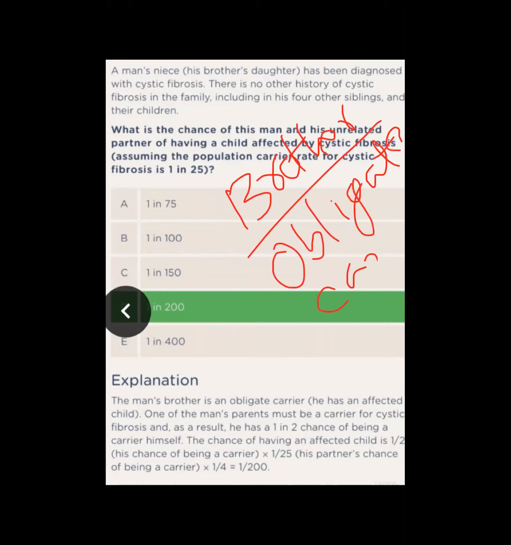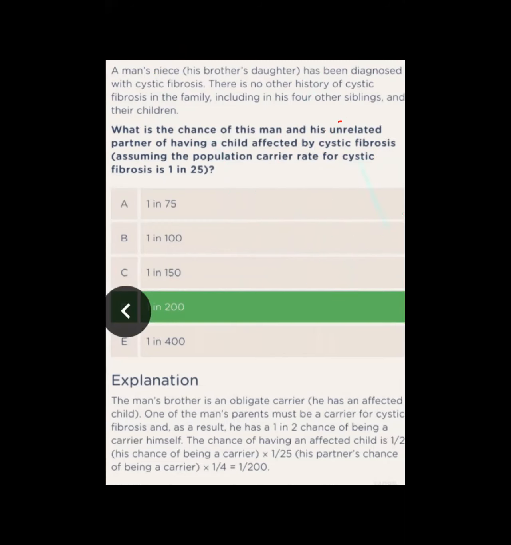So the brother is an obligate carrier, and one of the parents of this brother and this man is a carrier. Now, according to the formula, if any person has an affected first cousin or affected child, brother's child or sister's child, or he or she is an uncle or aunt, then the chance of being a carrier, as the aunt or the uncle, is 1/2.